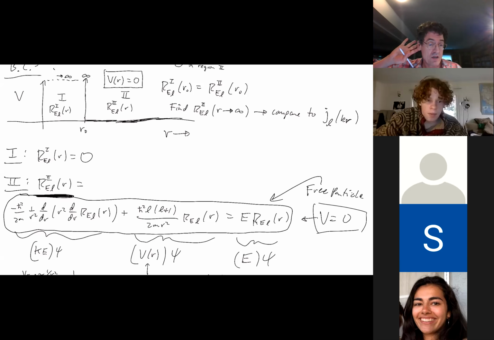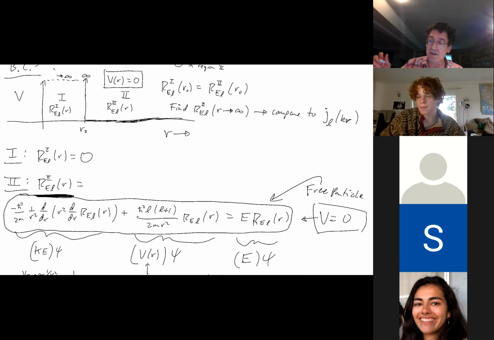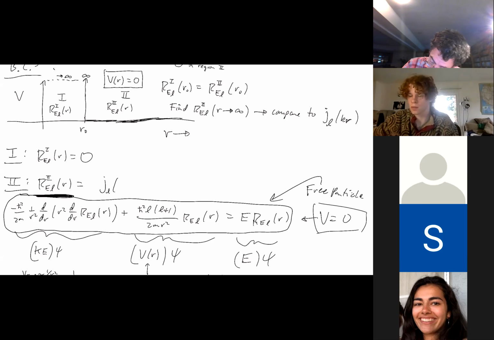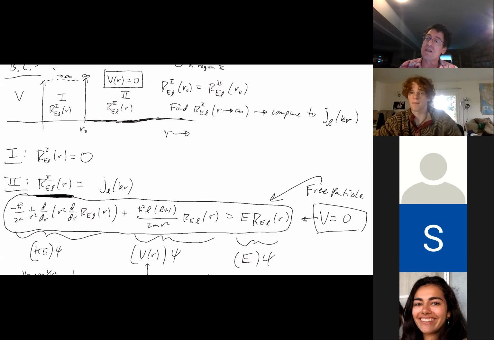It's the spherical wave? What's it called? Spherical what? Bessel function. Yes, the spherical Bessel function. Good, that's exactly right. It's a spherical Bessel function, j_l(kr). That's exactly right. But it's not the full answer. It's missing something. Why is it missing something? It needs the Neumann functions as well.